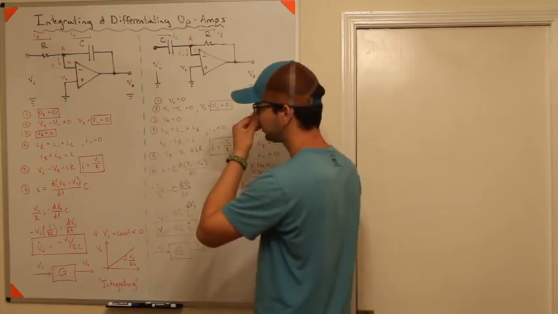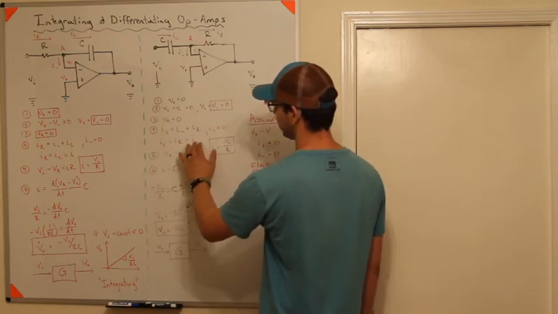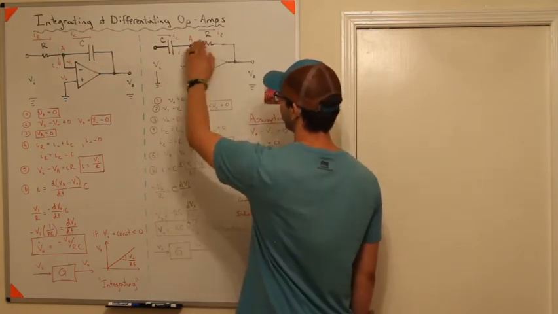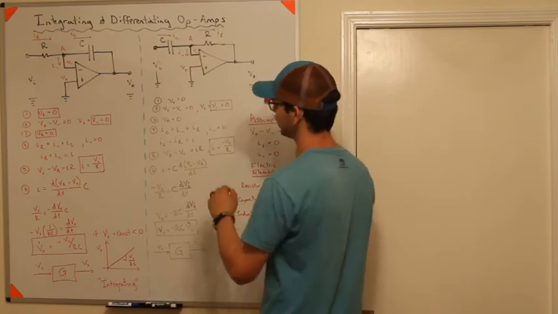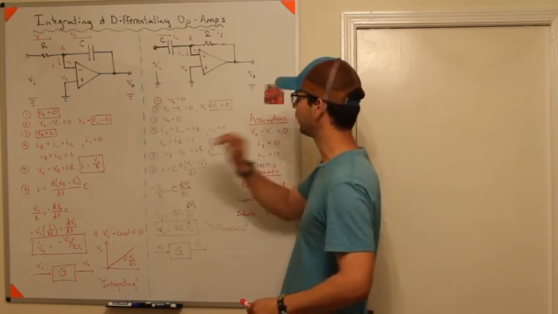I'm sorry. The current swapped here, but you end up getting the same result, and the same result is that the current running through the capacitor is the same as the current running through the resistor. So I apologize. The first four equations on both op amps are the same.